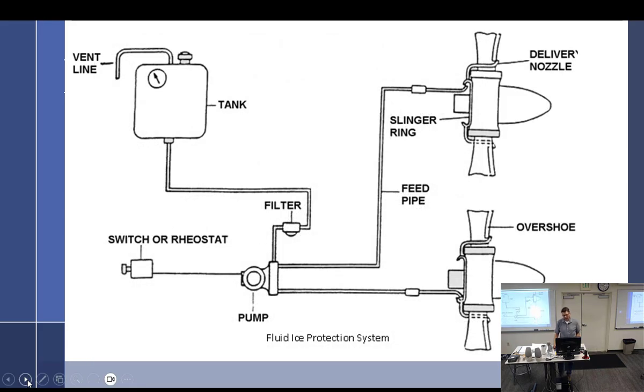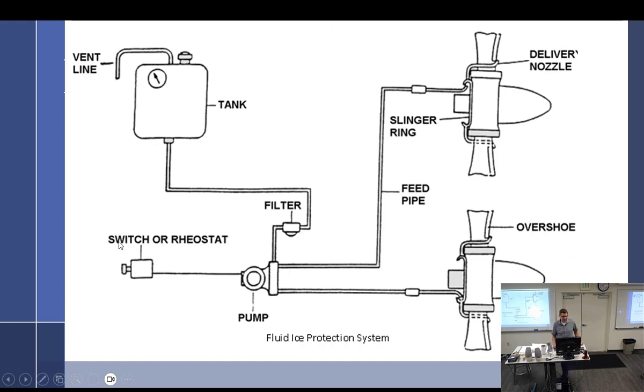All right, so how does it work? We have a tank with a limited quantity of whatever we're going to put in it. We're going to put the right stuff in with, of course, a filter. How do I know that's a filter? Because it says filter. There's a tank, a filter, a switch, a rheostat, a pump, slinger, feed pipe, overshoe. Some books call it a feed shoe, which I like better.